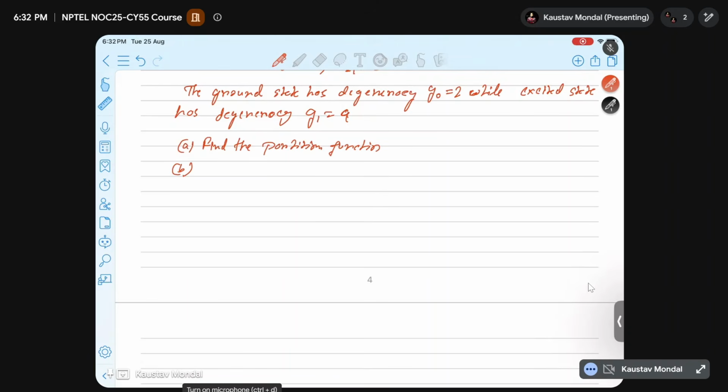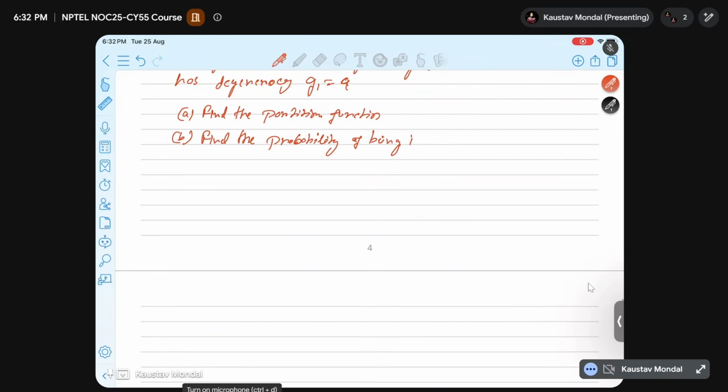So the questions are: A, find the partition function. Option B, find the probability of being in the excited energy level, and option C, find the average energy.